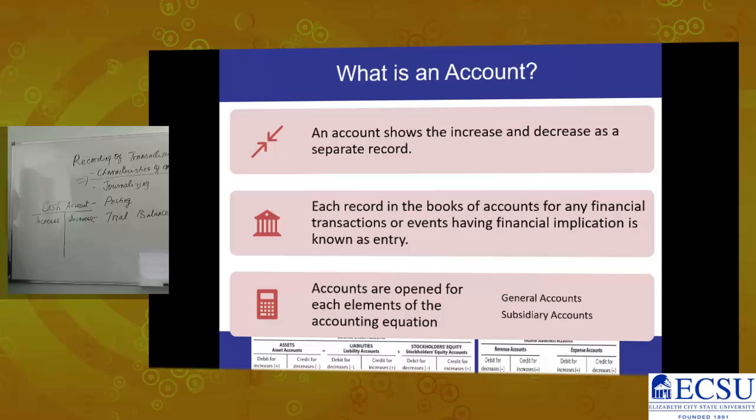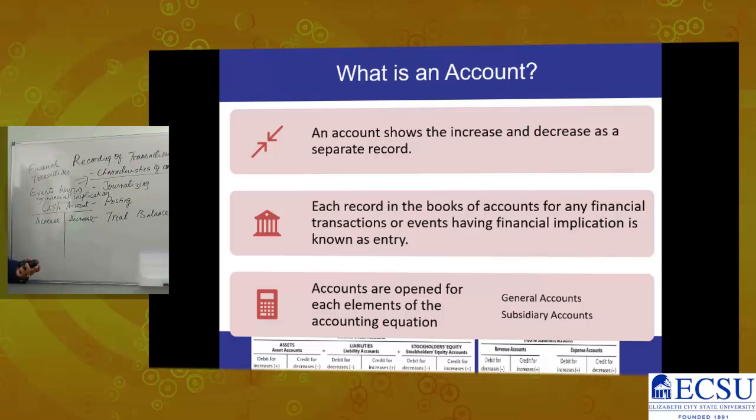Now, as I've been saying to you, first you need to understand what are the things that I'm going to put in an account. Only those that are considered as financial transactions. So that is number one thing that we're going to talk about, financial transactions. And then next would be the events having financial implications. So those are the two things that we are going to include in our account as a record.